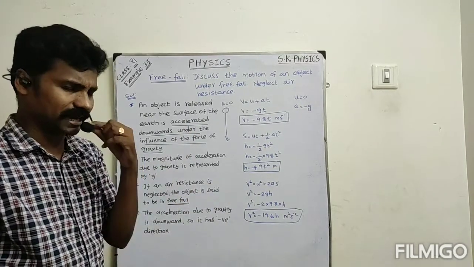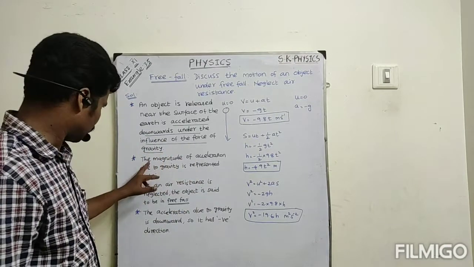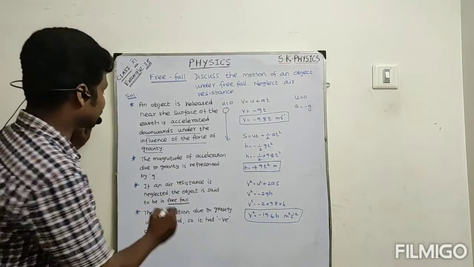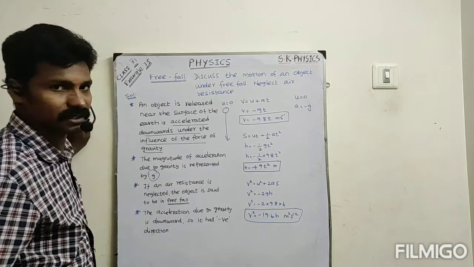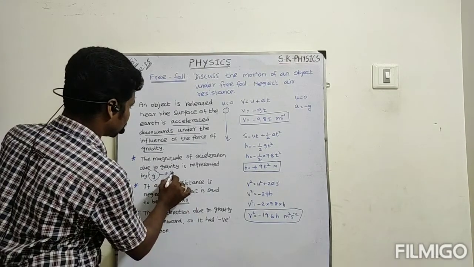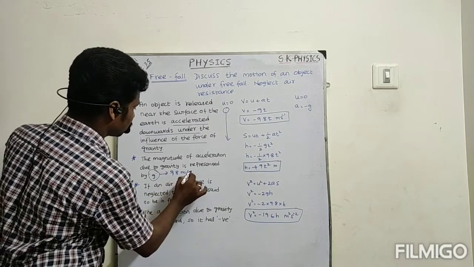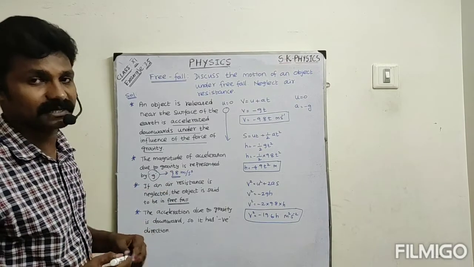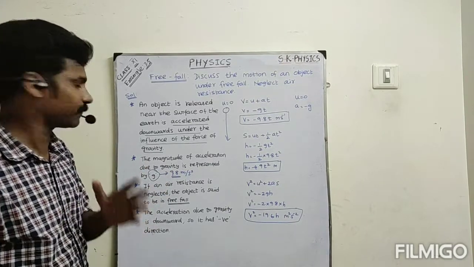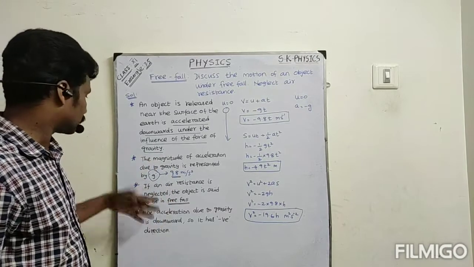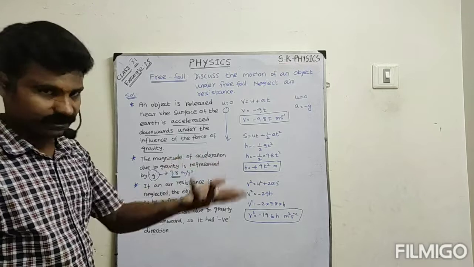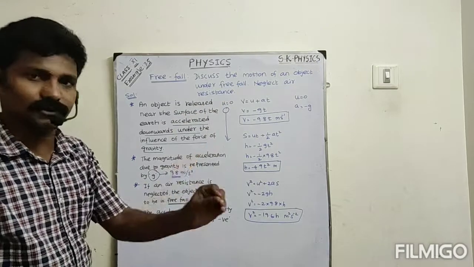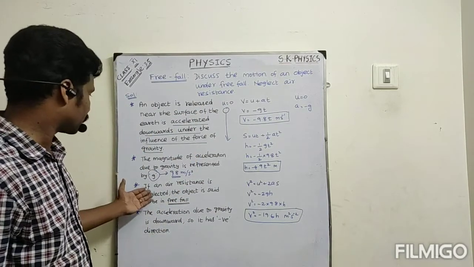The magnitude of the acceleration due to gravity is represented by the letter g, small g, not capital G. That small g value is 9.8 meter per second square. That is the acceleration due to gravity of the earth. This is for earth. If it is some other planet, the g value will vary. So now you know what the gravity force is and what its magnitude is.